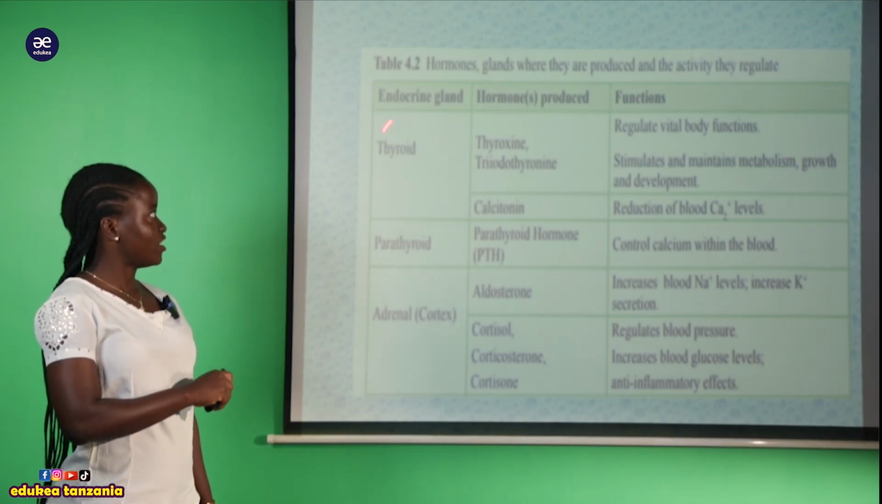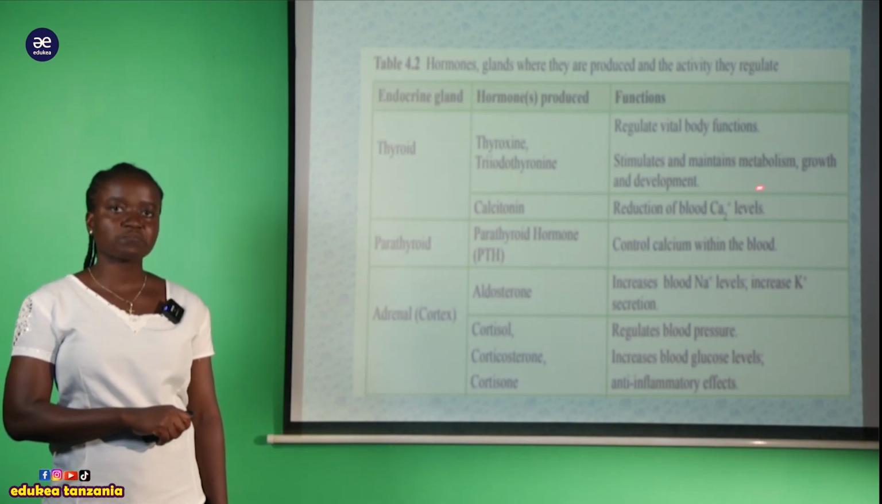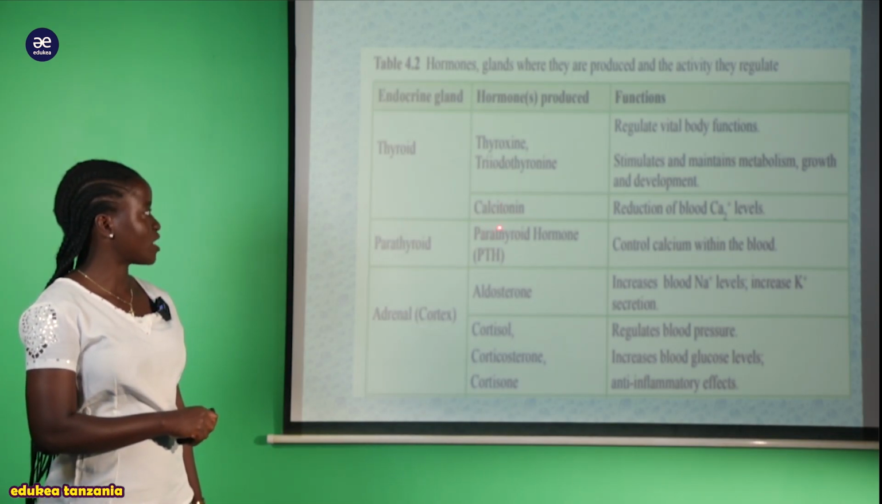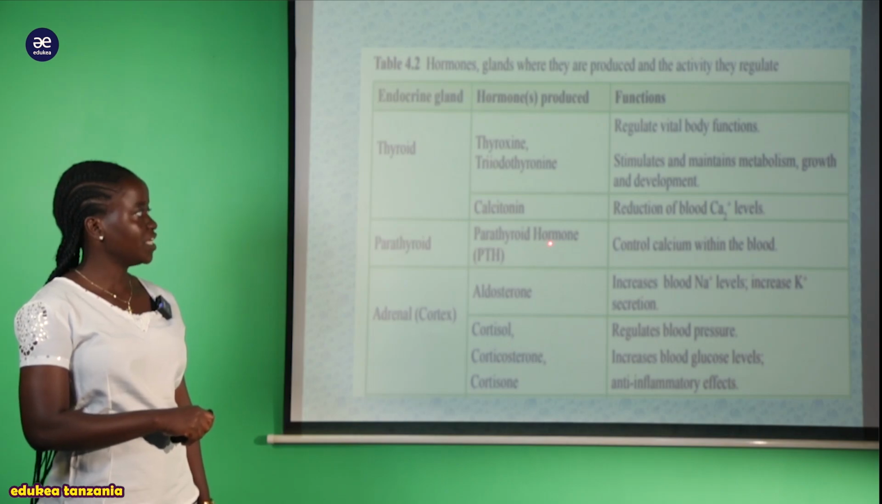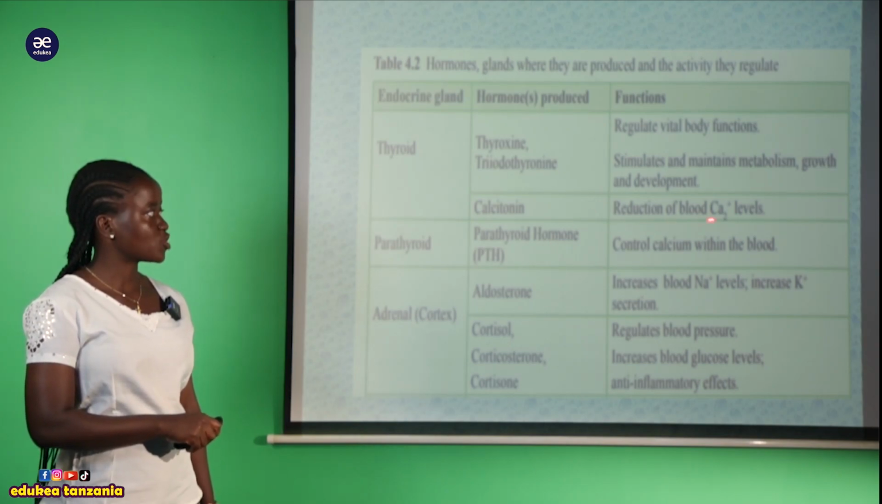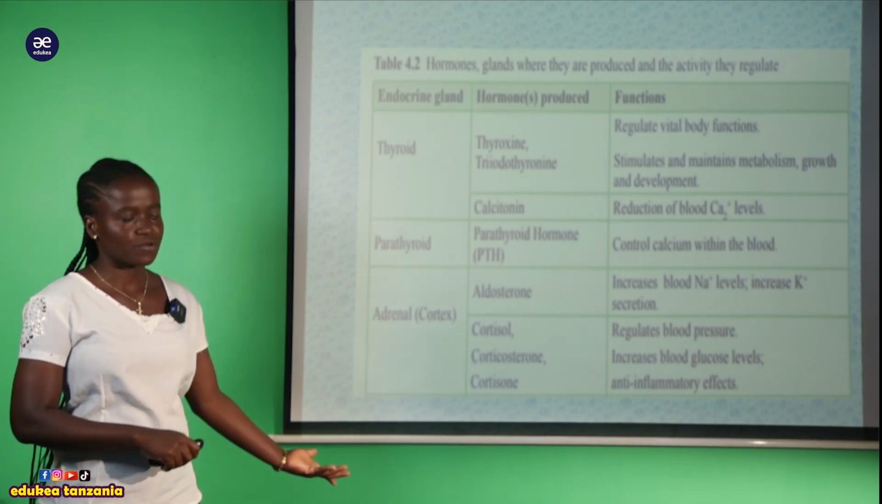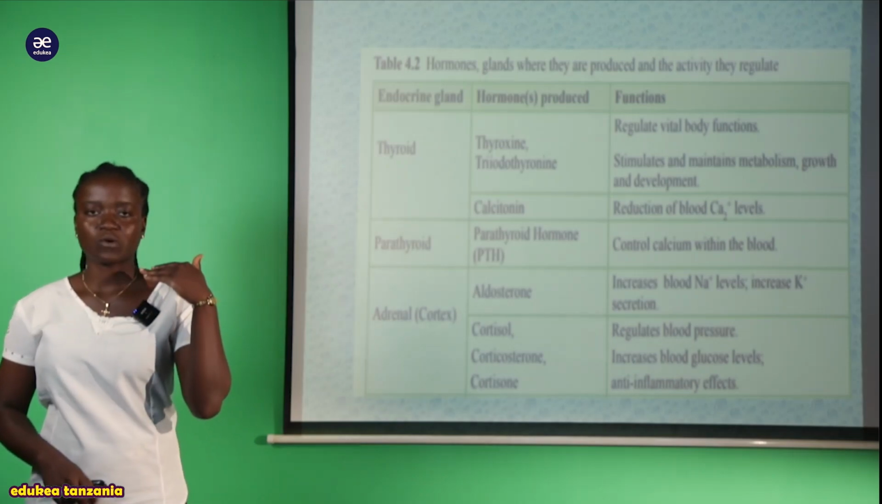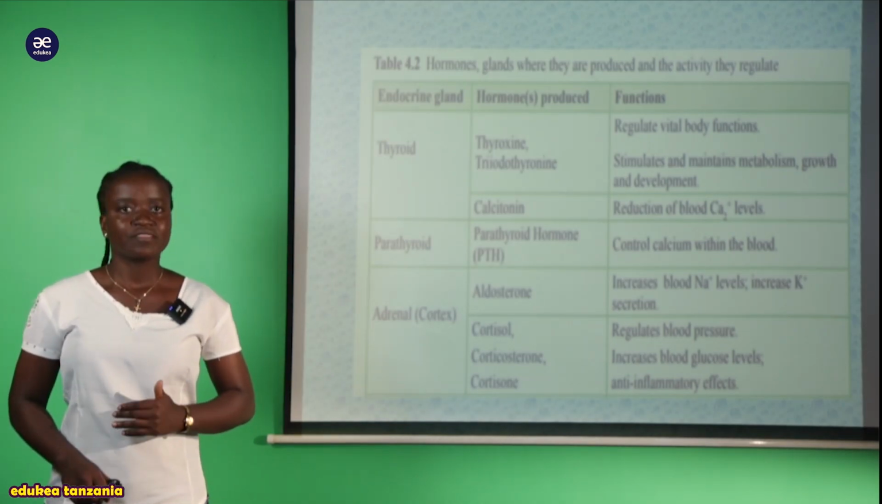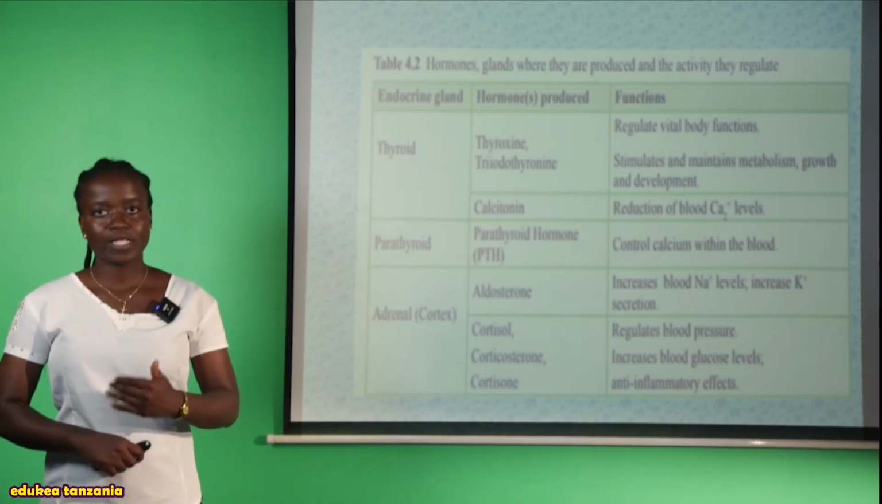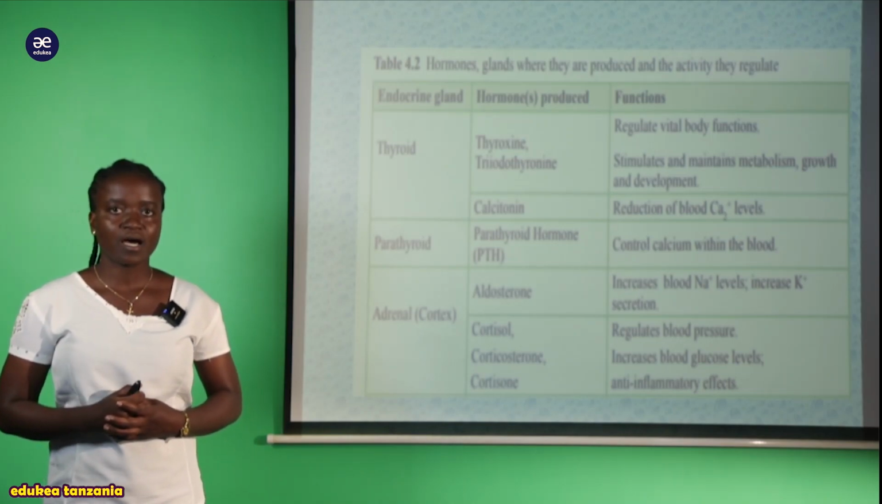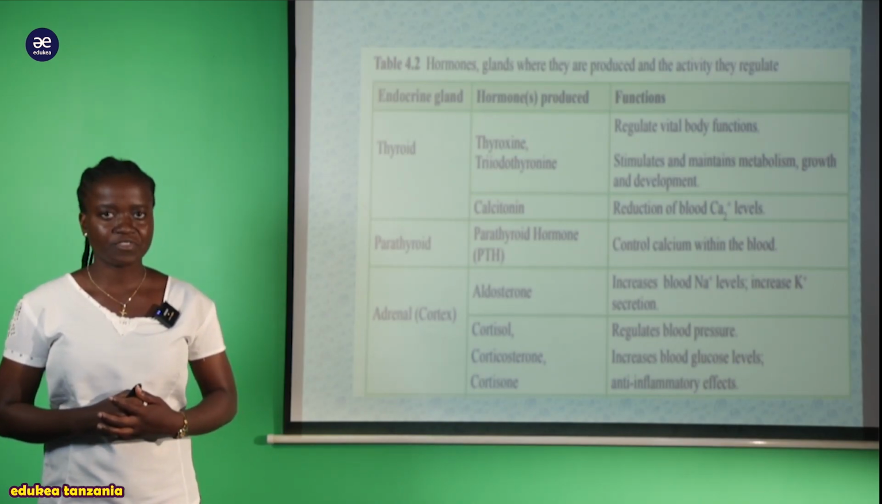But also this thyroid gland is responsible for producing a hormone called calcitonin. This calcitonin reduces the blood calcium levels. So where calcium levels are very high within the blood, this calcitonin hormone will regulate the amount of calcium within the blood.